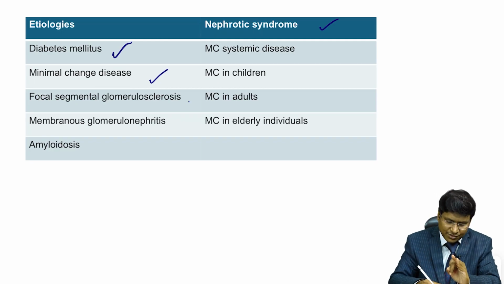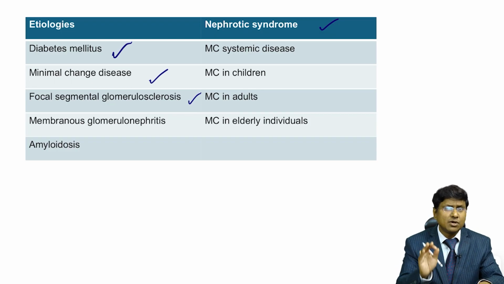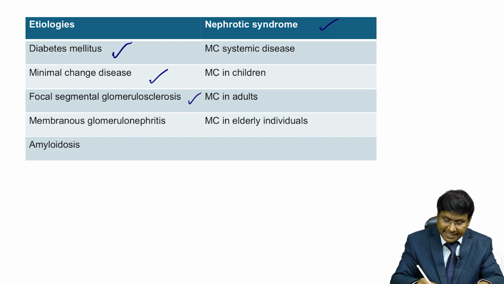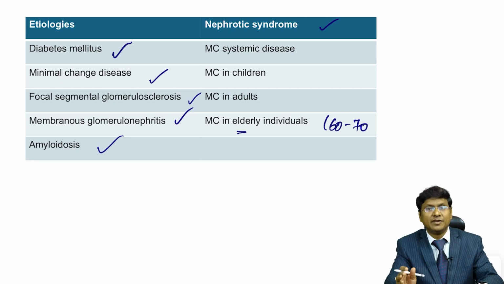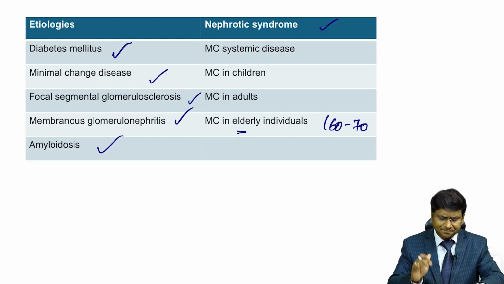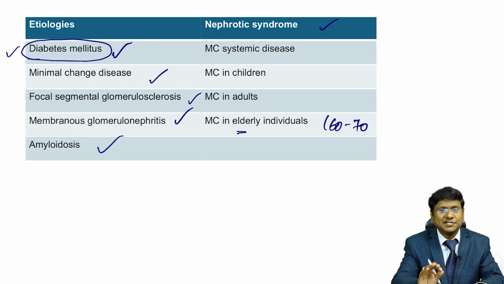and the most common cause of nephrotic syndrome in adults will be focal segmental glomerulosclerosis, and the most common cause of nephrotic syndrome in elderly individuals of the age around 60 to 70 years will be membranous glomerulonephritis, and the other causes for nephrotic syndrome will be amyloidosis. Okay, so these are all the various etiologies. Now, out of all these, let me discuss diabetes mellitus.